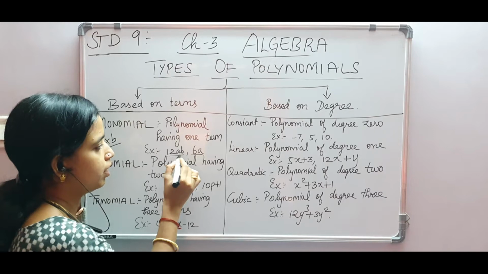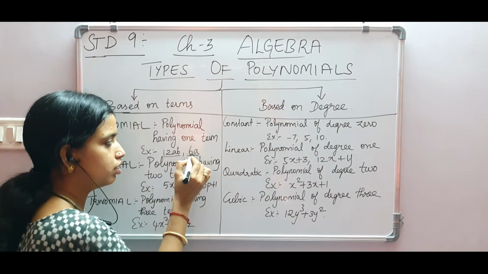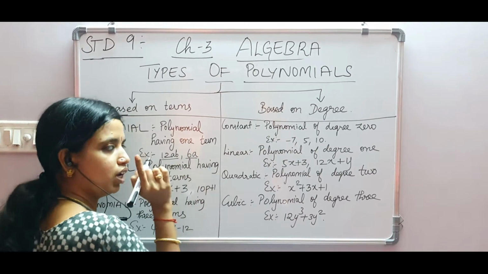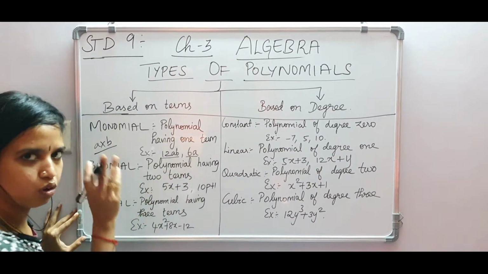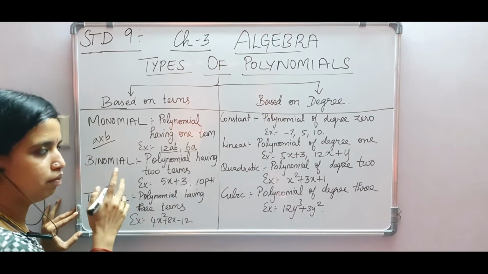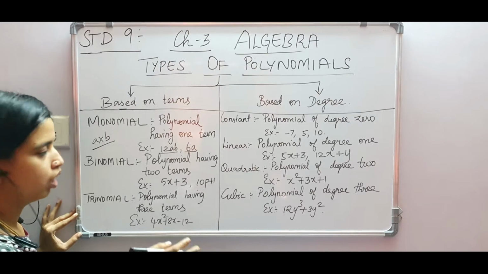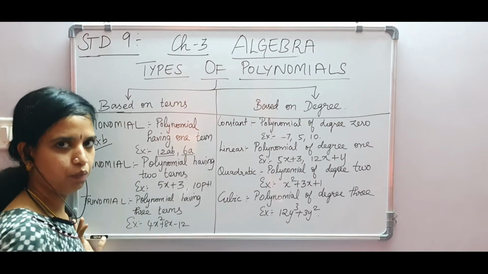So 12ab, and here you are having only one variable. Similarly, in this expression also we are having only one variable. So those types of polynomial are called monomial polynomial. And what do you mean by binomial? Bi means nothing but two. So a polynomial having two terms is called a binomial polynomial.